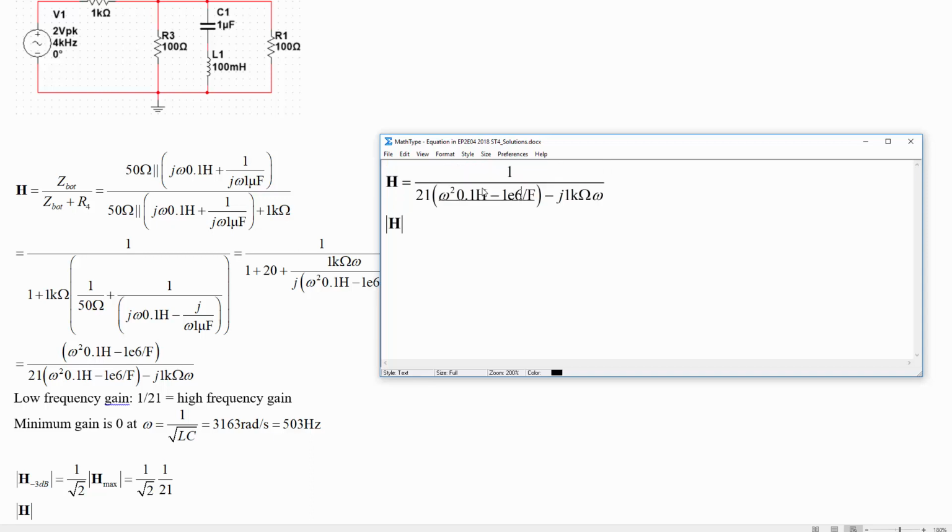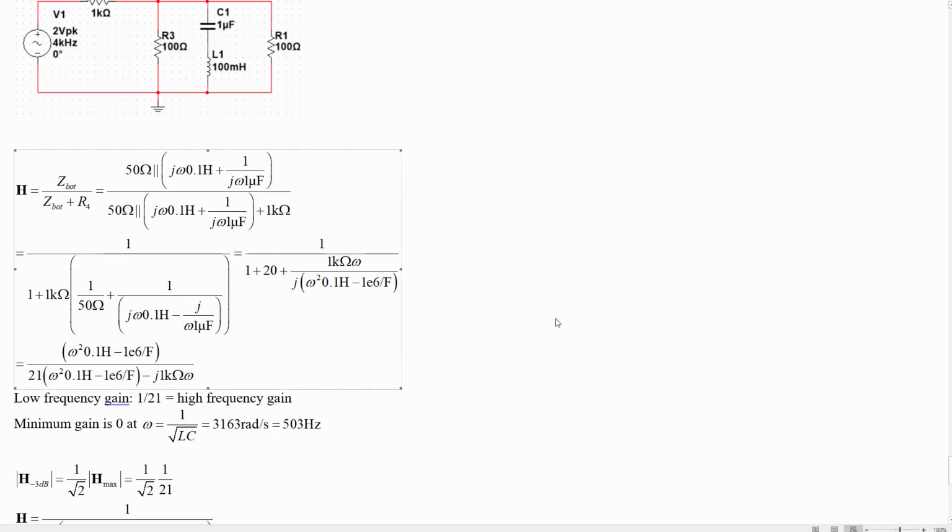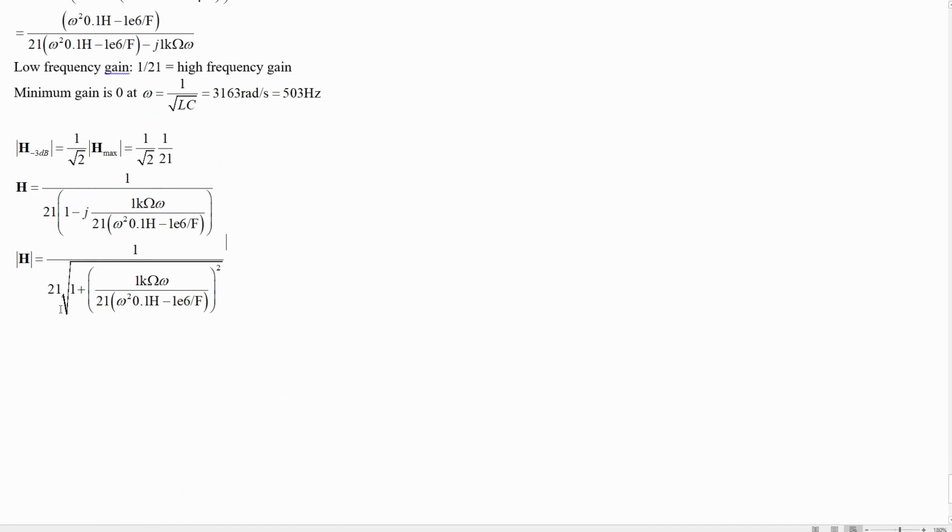And for that, what we're going to do is have 1 over this thing, and that's a 1 now. And then we're going to want to factor out a 21, so we're also going to have a 21 over there if we do that. Now the reason you want to write it like this is because now we've got 1/21 times the root of 1 plus this whole thing squared. And at the 3 dB frequencies, we're going to need this to be 1/21 times √2.